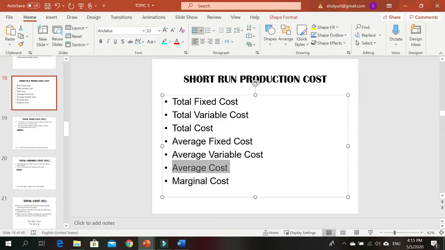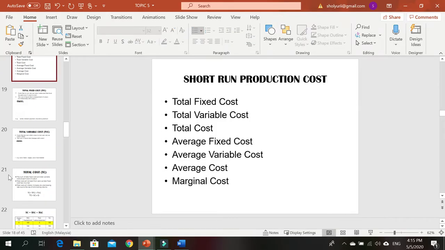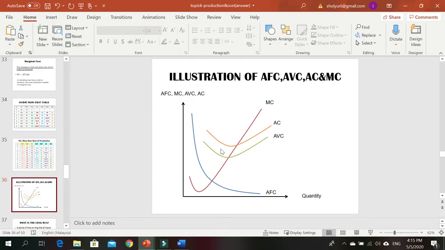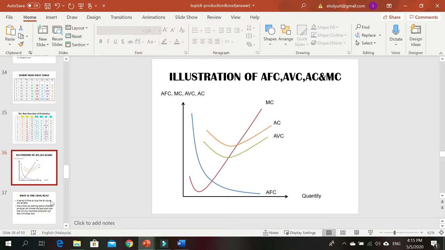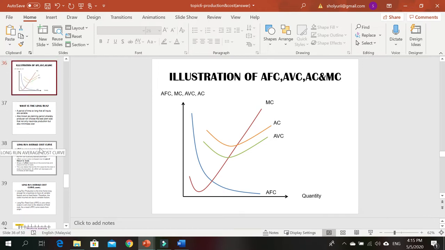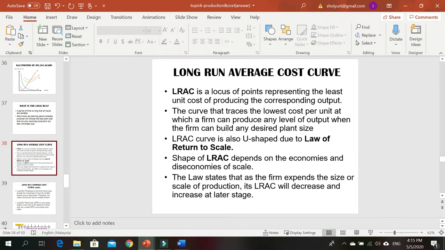So remember, average cost in the short run looks like a U-shape average cost. U-shape. Okay, now we want to learn long run average cost. Long run average cost curve, okay, short form LRAC, is a locus of points representing the least unit of cost of producing the corresponding output.